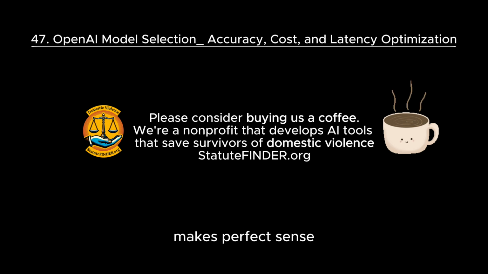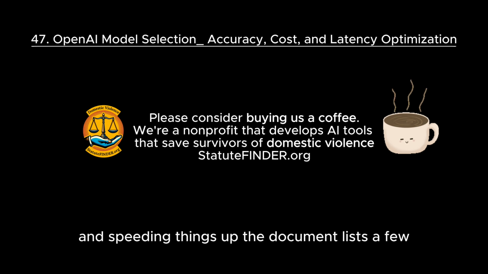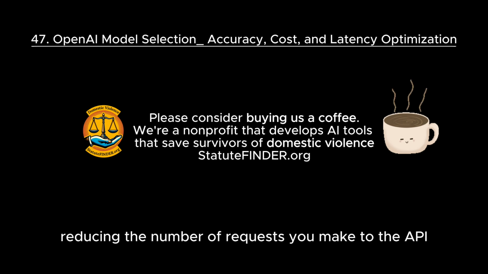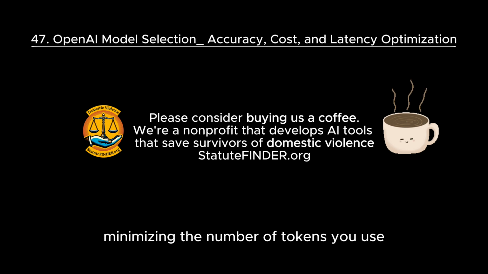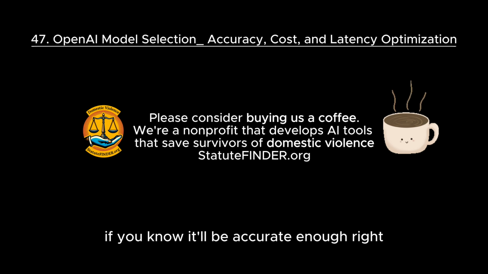Makes perfect sense. So once we've hit our accuracy goals, what are some of the strategies for keeping costs down and speeding things up? The document lists a few, and we've already touched on one, model distillation, but there's also reducing the number of requests you make to the API, minimizing the number of tokens you use, and even choosing a smaller model from the get-go if you know it'll be accurate enough.